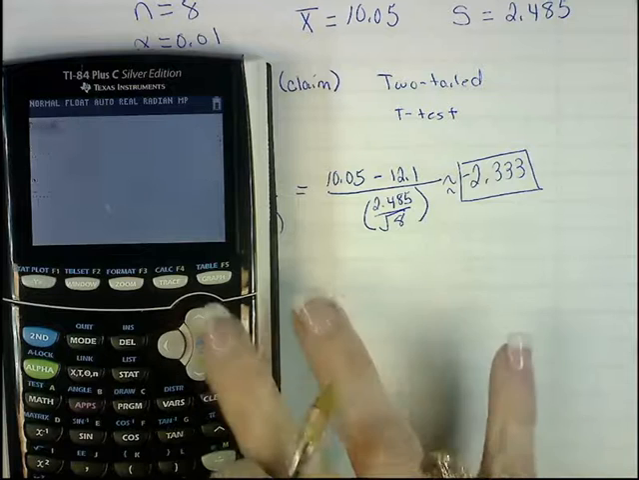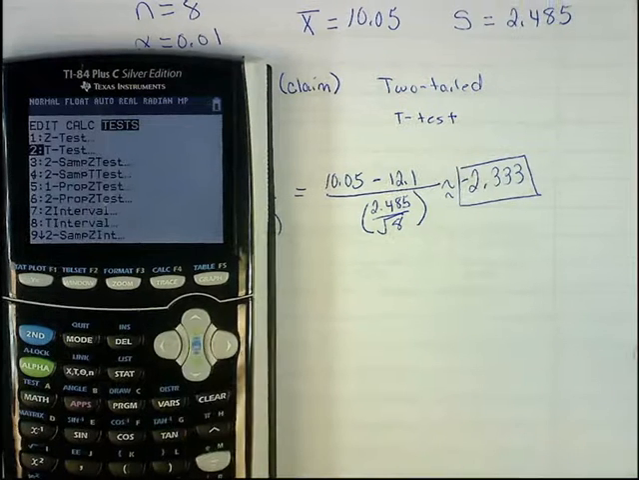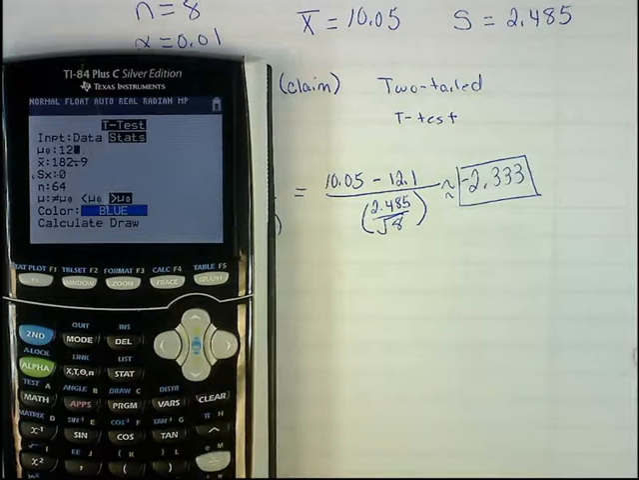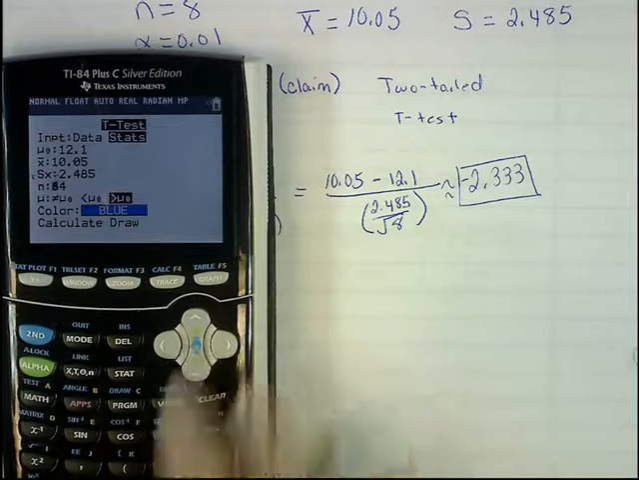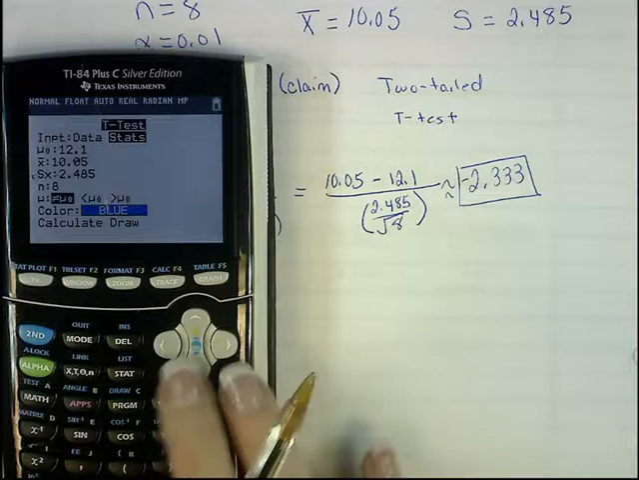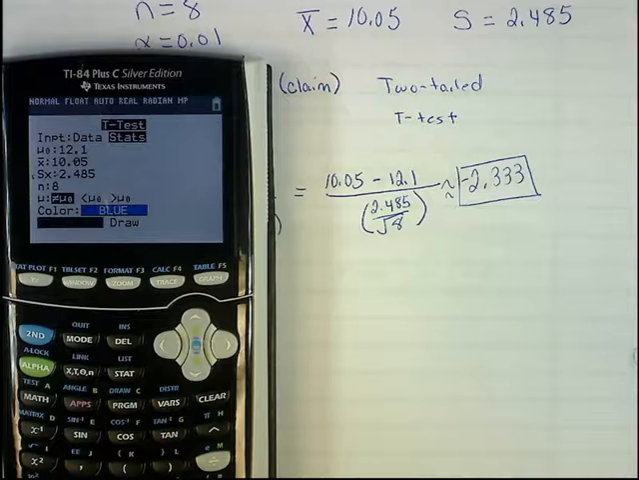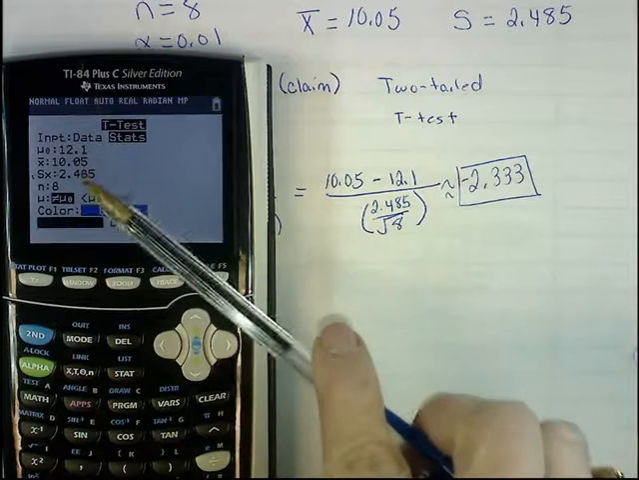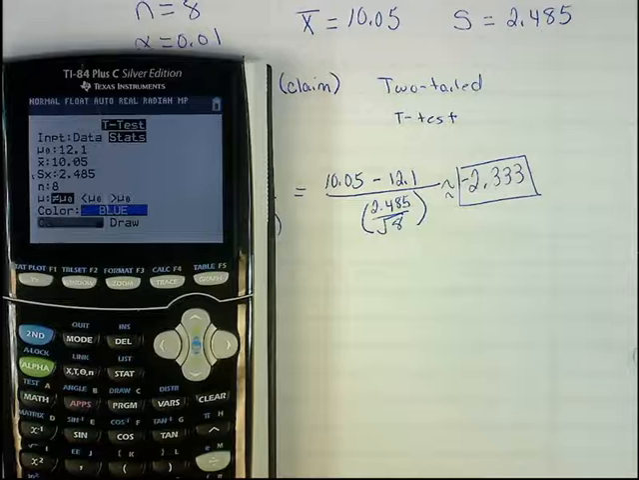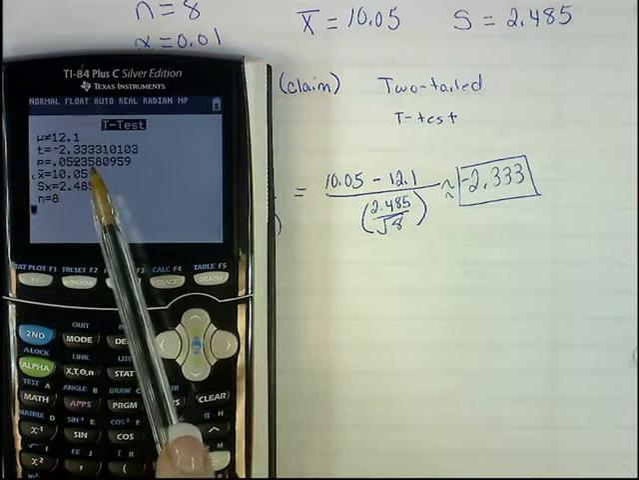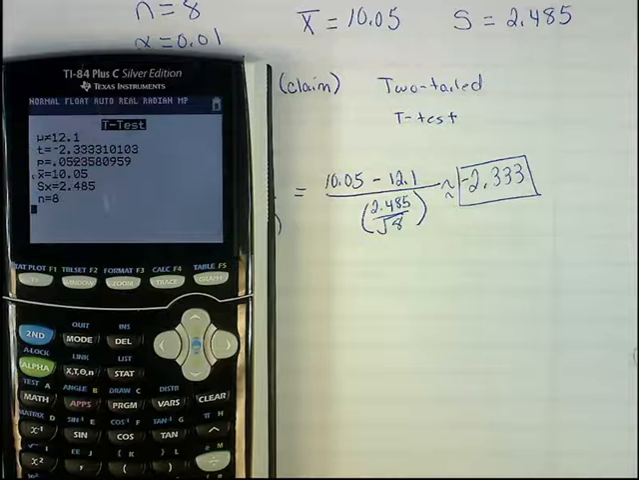If you go to stat and test and t-test, which is number 2, you will have that your claim is 12.1. Your sample mean is 10.05. Your sample standard deviation 2.485. Your sample size 8, and it's 2-tailed, so no longer equal to is the alternative, and then calculate. Remember, I calculated from raw data the sample mean and the sample standard deviation. The test statistic t is negative 2.333, and the p-value is 0.0524.